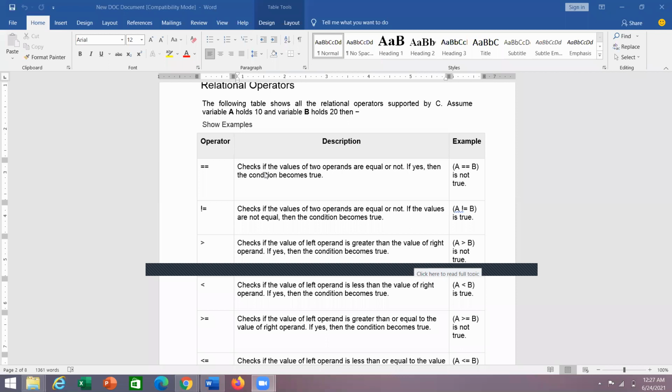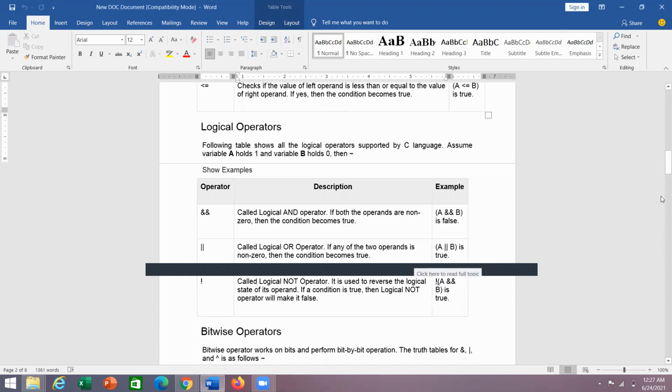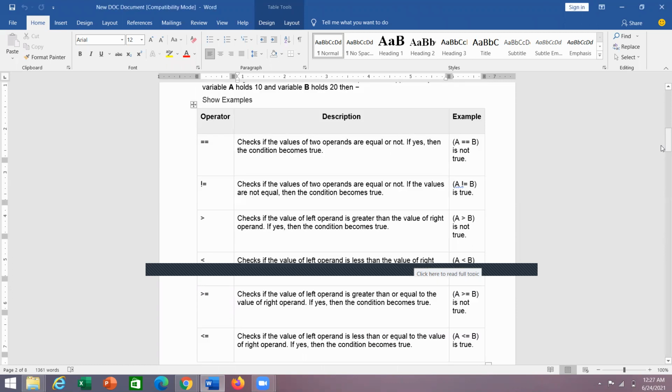So here the relational operators are equal to, that is double equals, not equal to, greater than, less than, greater than or equal to, less than or equal to, etc. These are the relational operators. Do you understand now?